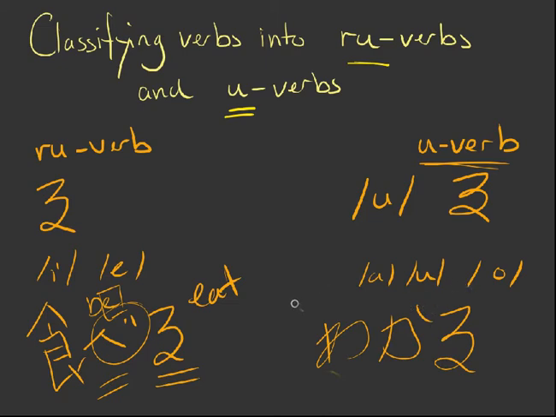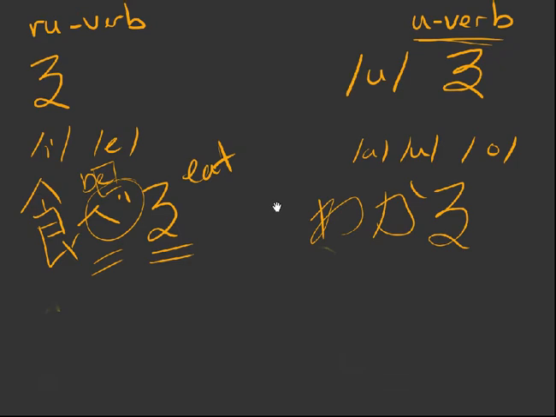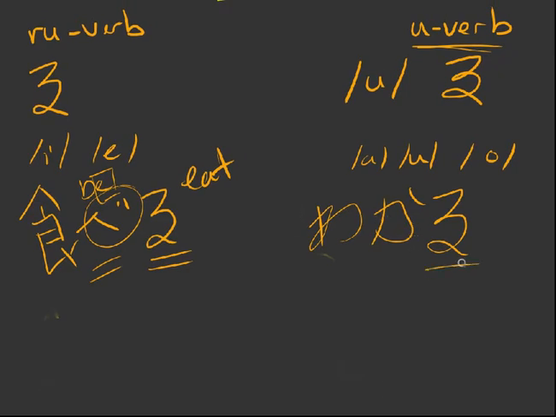Wakaru, which means to understand, I understand you. That ends in a ru, so it can be a ru verb or it can be a u verb. But because of this character, which is ka, with a vowel sound of a, it makes it a u verb.